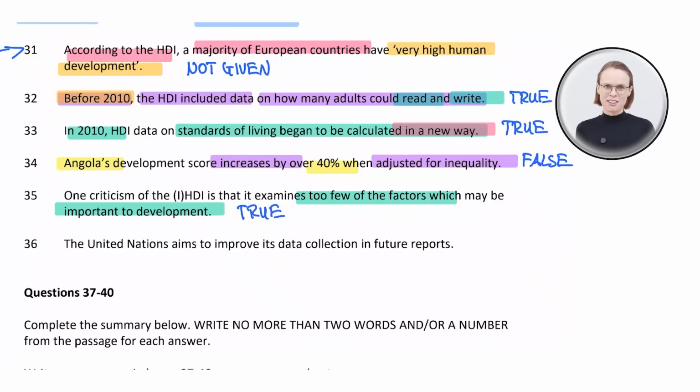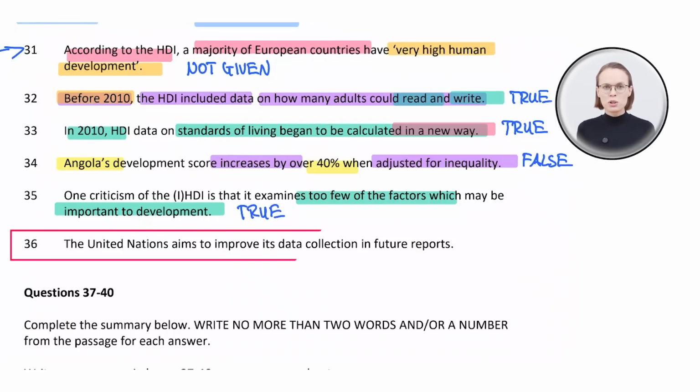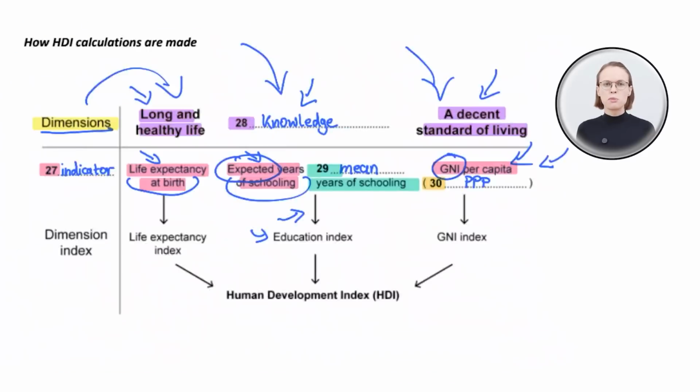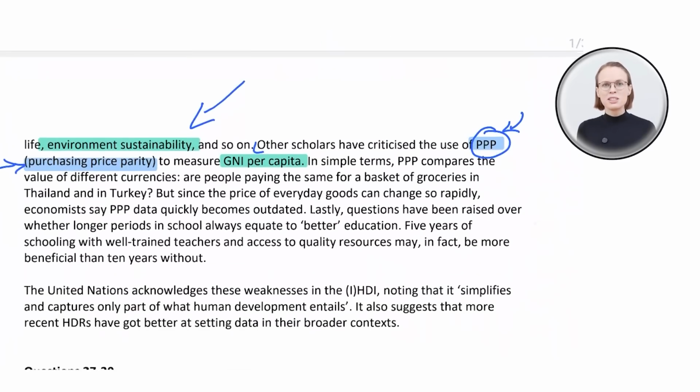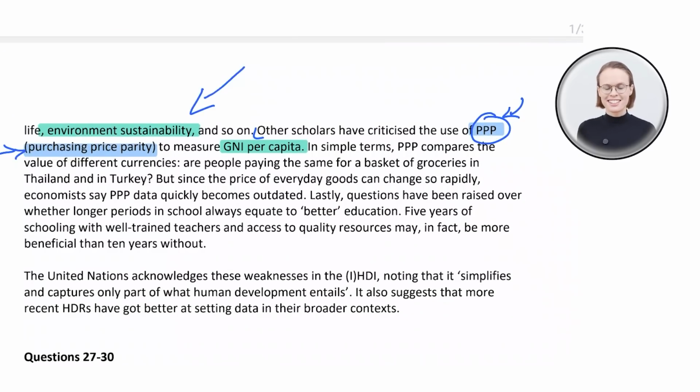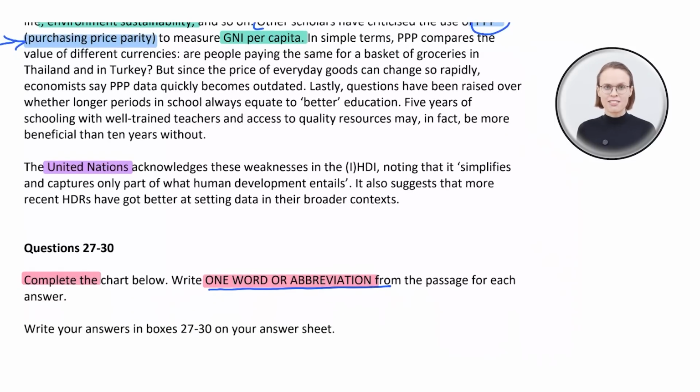Final question. The United Nations aims to improve its data collection in future reports. Where does the passage talk about the United Nations? Let's take a look at the passage. Where does it talk about the United Nations? I can see it here in the last paragraph. The last paragraph says, the United Nations acknowledges these weaknesses in the IHDI, noting that it simplifies and captures only part of what human development entails.